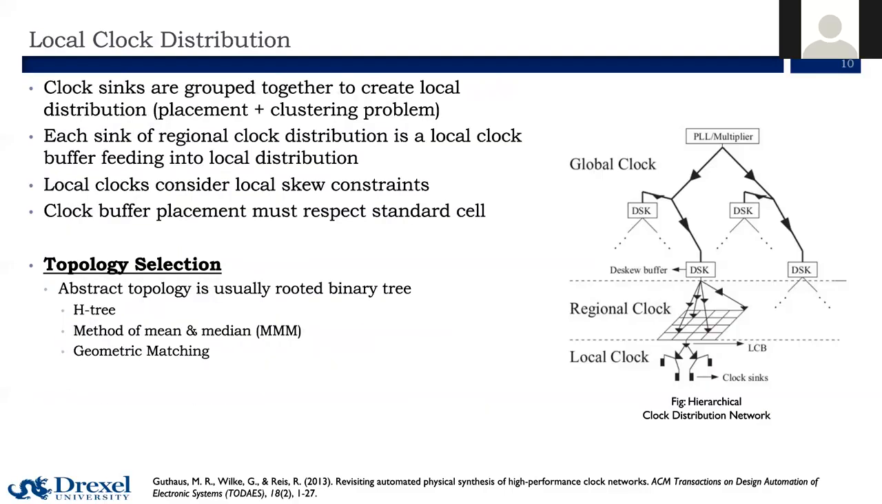In a local distribution, sinks are grouped together to create a localized clock network. So it is more of a clustering problem alongside a clock generation and placement problem. Each sink or leaf node of a regional clock is a localized root node here, and the skew consideration here is localized as well. The topologies usually used are trees and could be any one of either H trees, MMMs, geometric matching, or any of the other topologies we could use as trees.